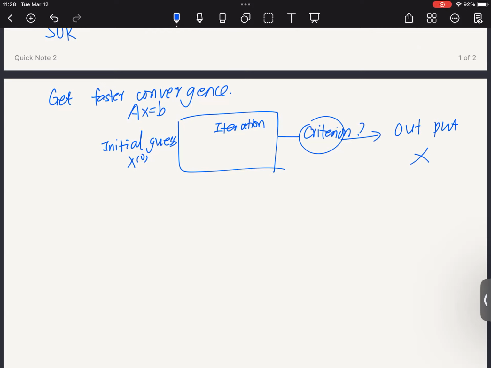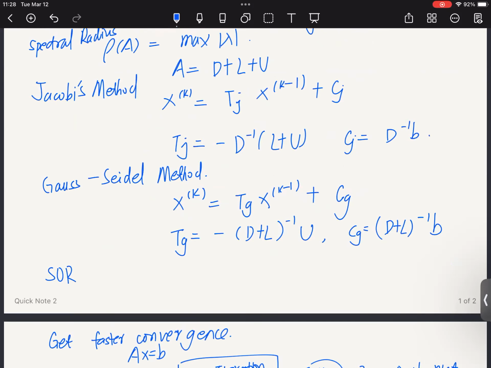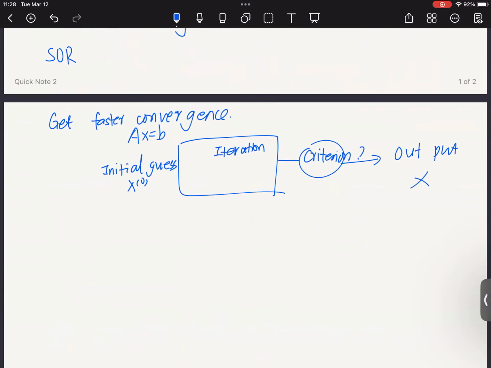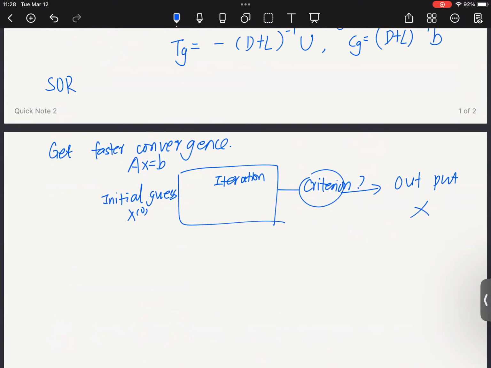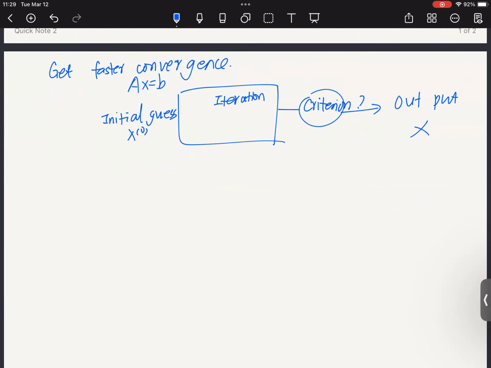So the aim of the SOR method is to get faster iterations. We upgraded the Gauss-Seidel method from the Jacobi method, and this SOR method is based on the Gauss-Seidel method. The name SOR is the shortcut for successive over-relaxation. And let's see the idea of how to get a faster convergence. There's theory behind it, and we will talk about the theory later on in detail.